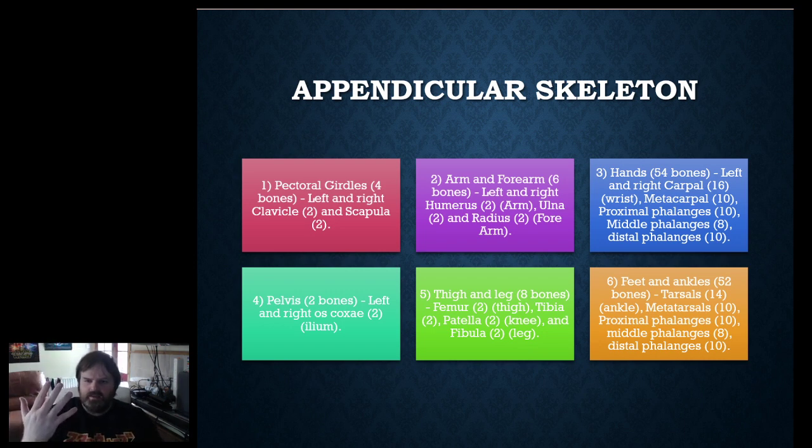Your hands basically are 54 bones. Note the number. You've got 8 carpals in this hand, 8 carpals in this one, 5 metacarpals in the palm of your hand here, 5 proximal phalanges, the 5 bones attached there, 4 middle phalanges in each hand, and then 5 distal phalanges. You note that the thumb only has 2 bones, whereas the fingers have 3. So those middle phalanges are there.